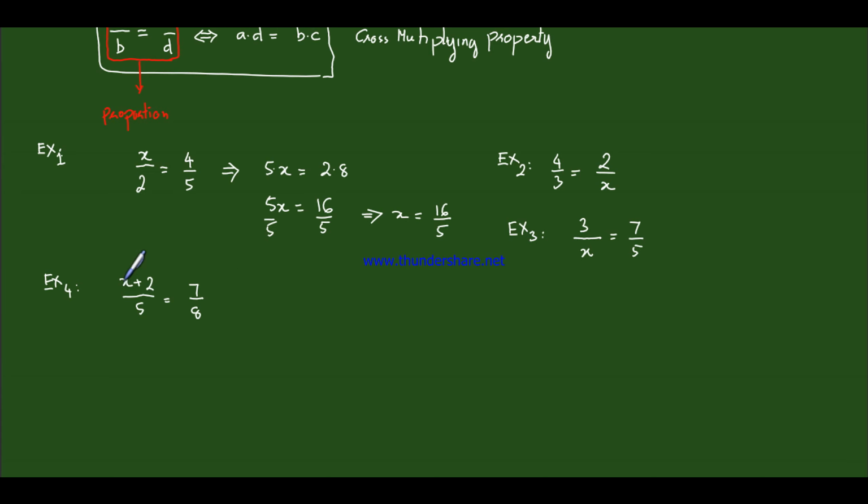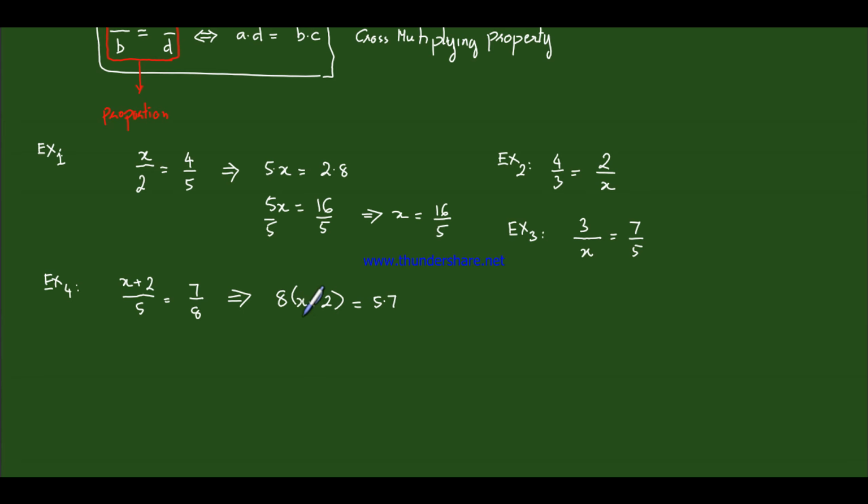So how are we going to solve for x in this proportion? We're going to apply the same thing. We're going to use the cross multiply property. So from here, I can multiply diagonally. So I multiply 8 by x plus 2. Remember, you multiply by the sum, so you must put the parentheses. Equal 5 times 7.